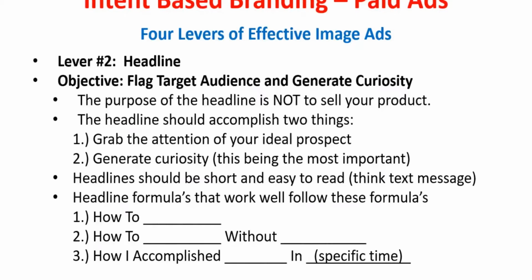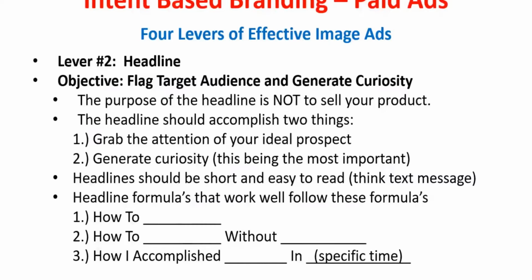So again, if we just take the very first one that I gave you, how to get clients fast, right? It's so simple, but notice that I'm generating curiosity there. So when someone reads that, they don't even know what I'm selling or what the product is. It could be a service. It could be a book. It could be a mastermind. It could be a conference. It could be anything at this point. All I have done is generated curiosity.